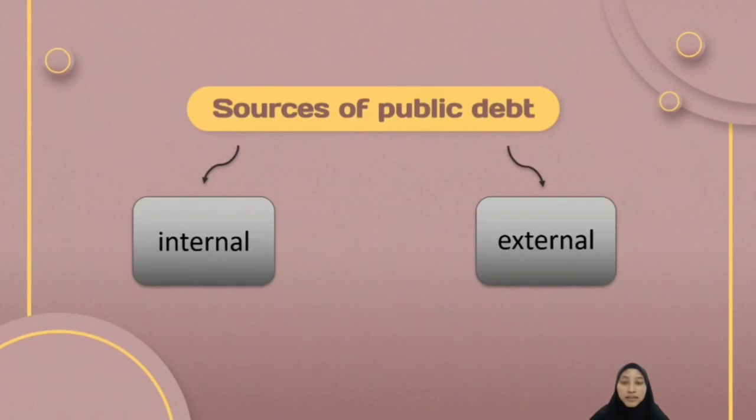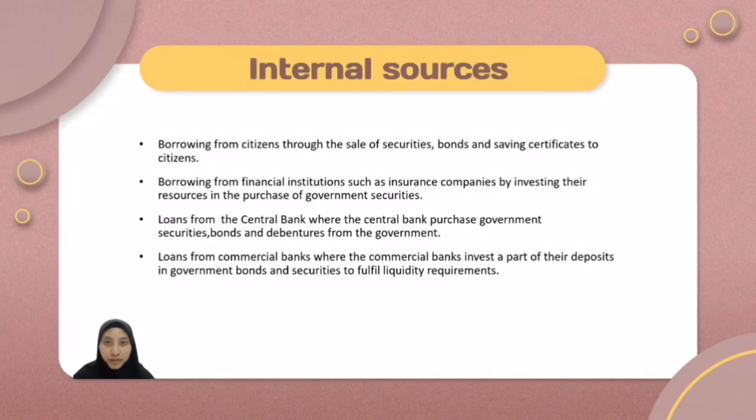Next is sources of public debt. Public borrowing comes from two different sources which can either be internal or external. Next, for internal sources. First, borrowing from citizens through the sale of securities, bonds, and saving certificates to citizens.